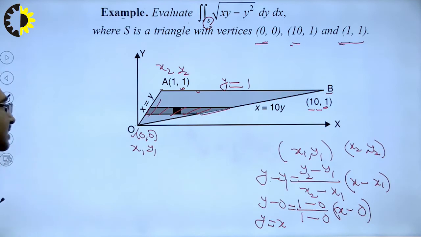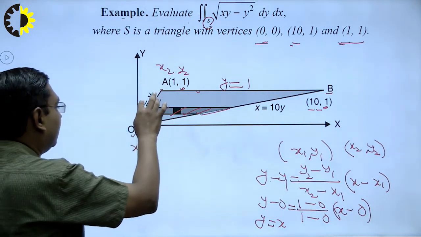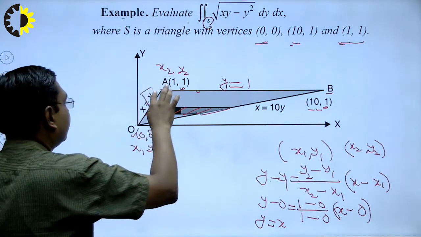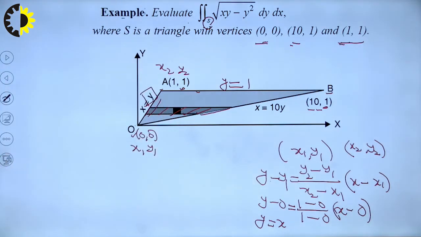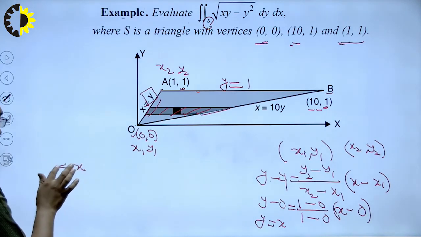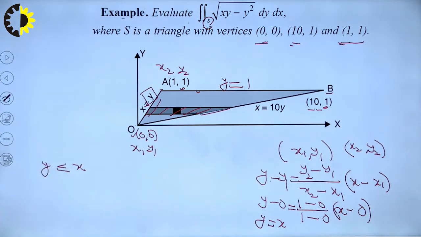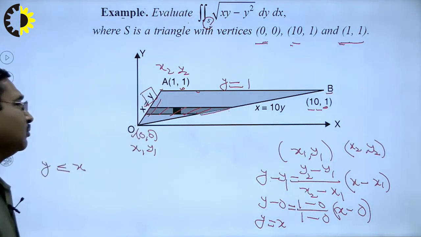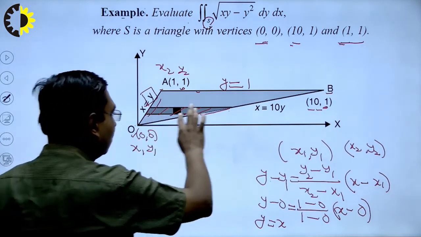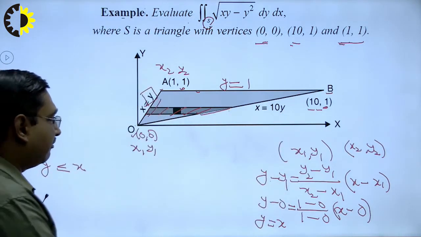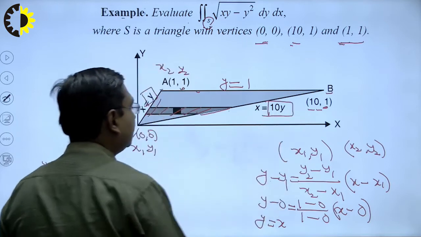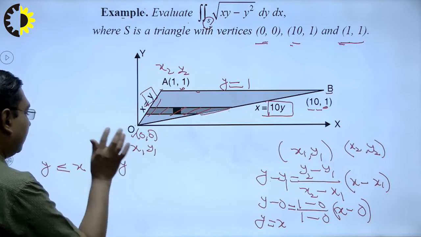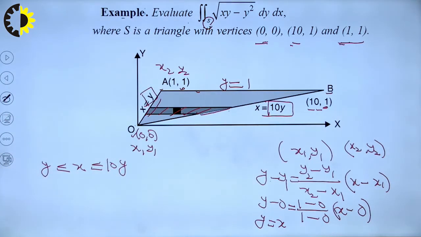For this slice, we observe that the first point lies on this line. The equation of this line is x equal to y. So this will be the lower limit of x. The last point, or rightmost point, of the slice lies on this line. The value of x from this equation is 10y. It will become the higher limit or upper limit of x.